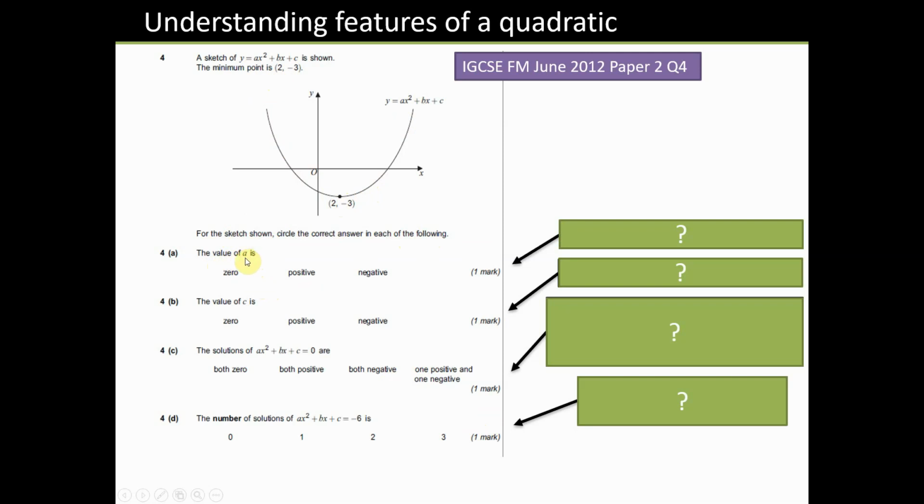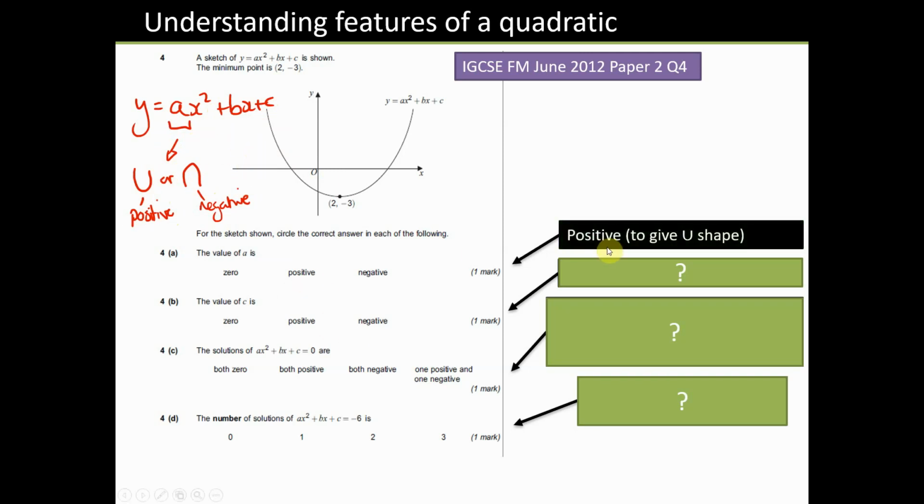The value of a is, well, a is what our x squared is. What does that part tell us? Well, that tells us if it's either that shape or that shape. It's a U-shaped graph, so we know it's going to be positive, and negative if it's neither of them, then it would be 0 if it's just a straight line. So this would be positive because that gives us a U-shape.